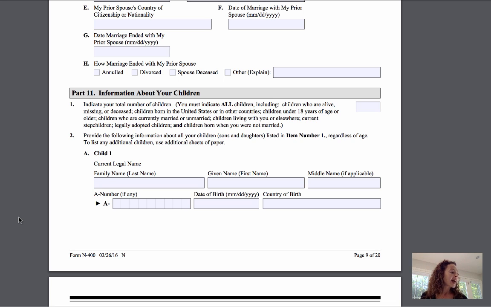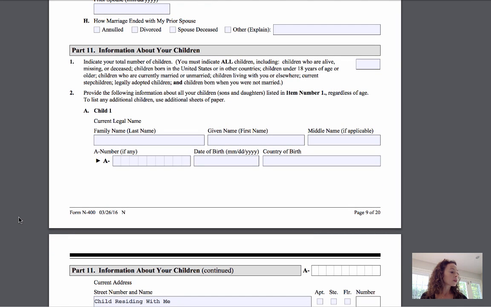Item number 2, provide information about all your children listed in item number 1, regardless of age. If needed, use a separate sheet of paper to provide the information requested. Provide the following information for each child.